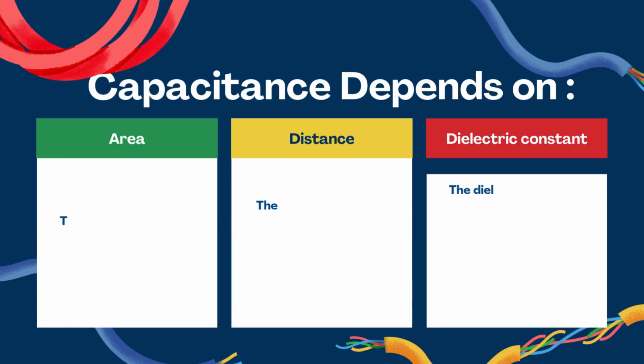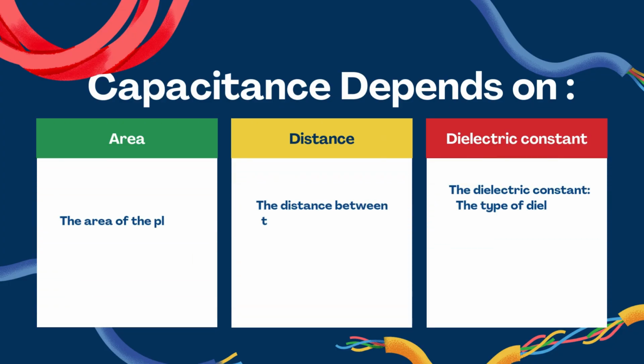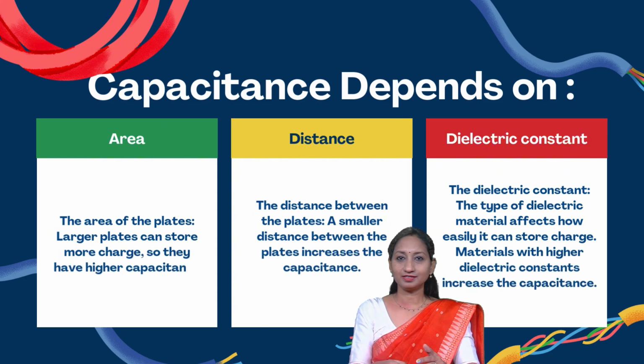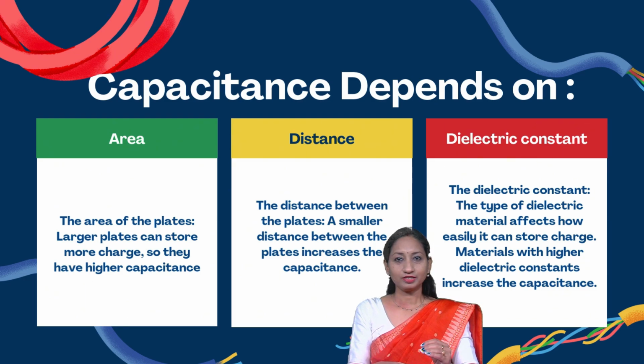The capacitance depends on the area of the plates. Larger plates can store more charge, so they have higher capacitance. The next quantity is the distance between the plates. A smaller distance between the plates increases the capacitance. The third one is the dielectric constant. The type of dielectric material affects how easily it can store charge. Materials with a higher dielectric constant increase the capacitance.